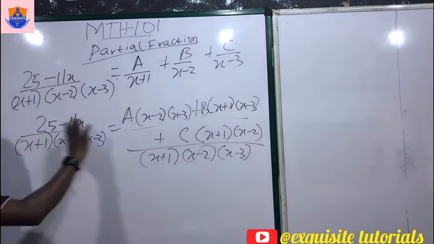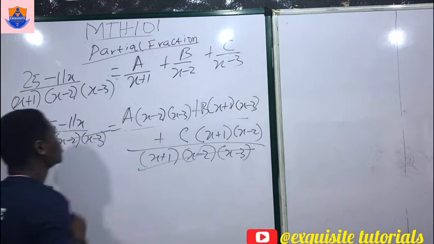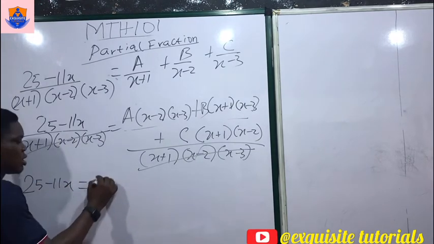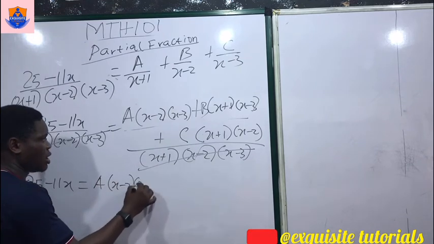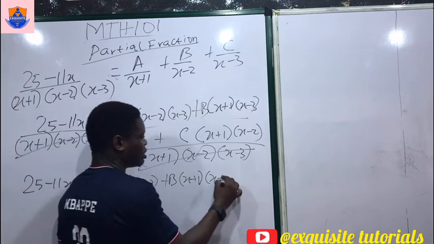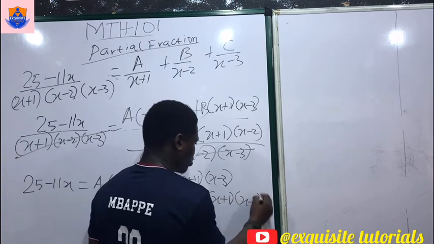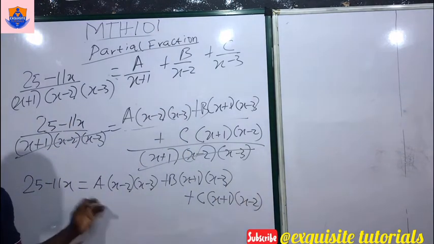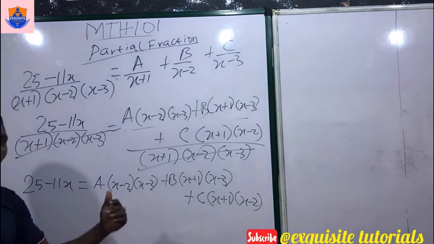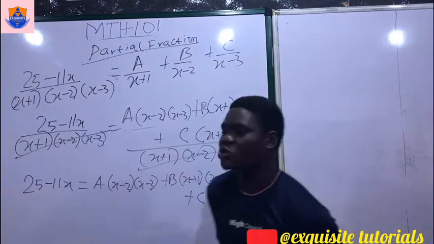Now these two things, we are saying they are equal, so they have the same denominator. So this denominator can go out. So we are left with 25 minus 11x equals a open bracket x minus 2, x minus 3, plus b open bracket x plus 1, x minus 3, plus c x plus 1, x minus 2. Now how do we look for a, b, and c? There are two ways. You can just compare the coefficients, which is long, or you can use the cover-up method. So in this video, because of time, we are going to use the cover-up method.